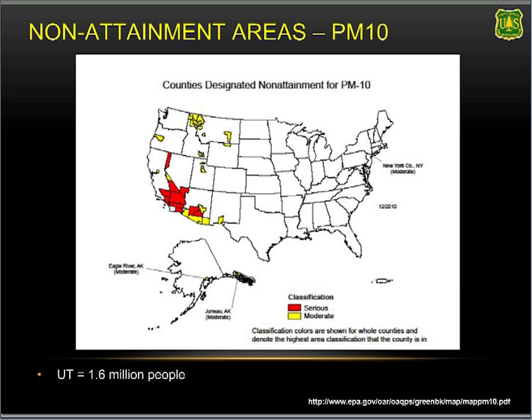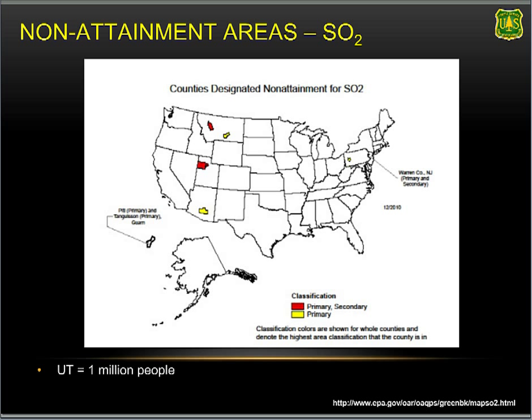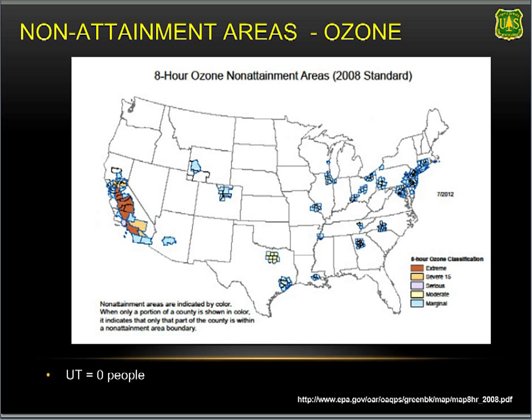For PM10, most of the non-attainment areas are to the west, and again in Utah, 1.6 million people are in non-attainment for the PM10, which is particulate matter less than 10 microns. Sulfur dioxide non-attainment areas, you can see them scattered about, again mainly in the west, a little bit in Pennsylvania there. 1 million people in Utah.